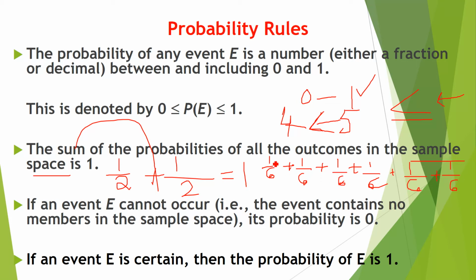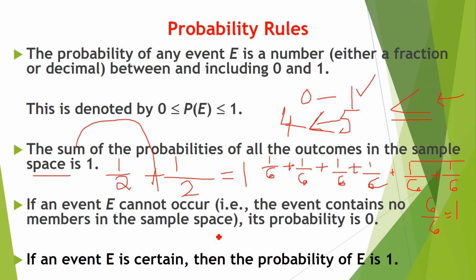If I add them, 1, 2, 3, 4, 5, 6, because the denominator is the same, it will be equal to 6 over 6, and when we simplify it, we get 1. So the sum of the probabilities of all the outcomes in the sample space is 1. This is rule number 2. Rule number 3 is if an event E cannot occur, then the probability is 0. But if an event E is certain, then the probability of E is 1. So these are the 4 rules.